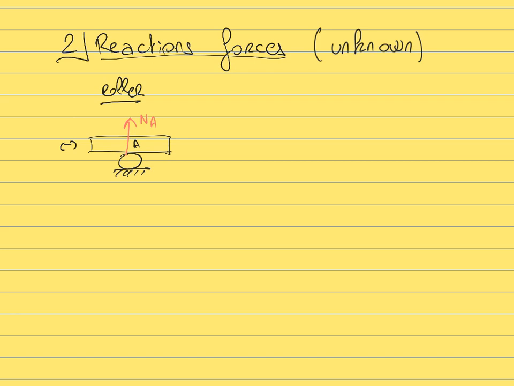So we typically write it N, and it's applied at the point A. So it's good to write it NA. So in the case of a roller, there is only one unknown force that is applied, which is just this vertical force.